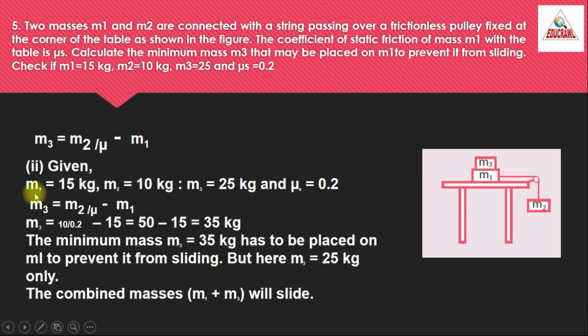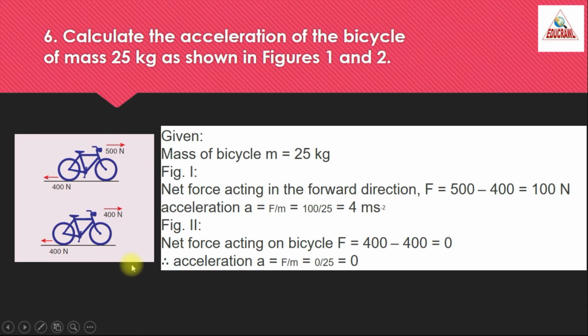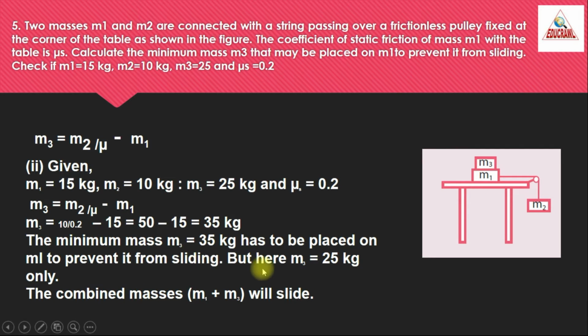The given data are m1 is equal to 15 kg, m2 is equal to 10 kg, m3 is equal to 25 kg and mu s is equal to 0.2. Now, substitute these values in the above equation. So, we get m3 is equal to 10 divided by 0.2 minus 15, which is equal to 50 minus 15, which is equal to 35 kg. So, the minimum mass m3 is equal to 35 kg has to be placed on the m1 to prevent it from sliding. But here m3 is equal to 25 kg only. So, the combined masses m1 plus m3 will slide.